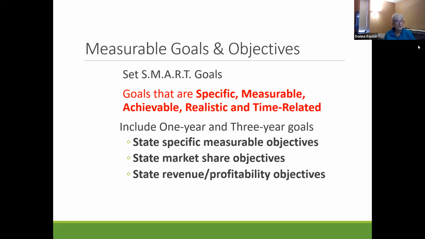SMART goals. You want goals that are specific, measurable, achievable, realistic, and time related. So, include goals in your business plan. You should have a 1-year goal and a 3-year goal. And it can be measurable. They can be sales objectives, market share, revenue, profitability, but they must be specific, measurable, achievable, relevant or realistic to the business, and time-based.